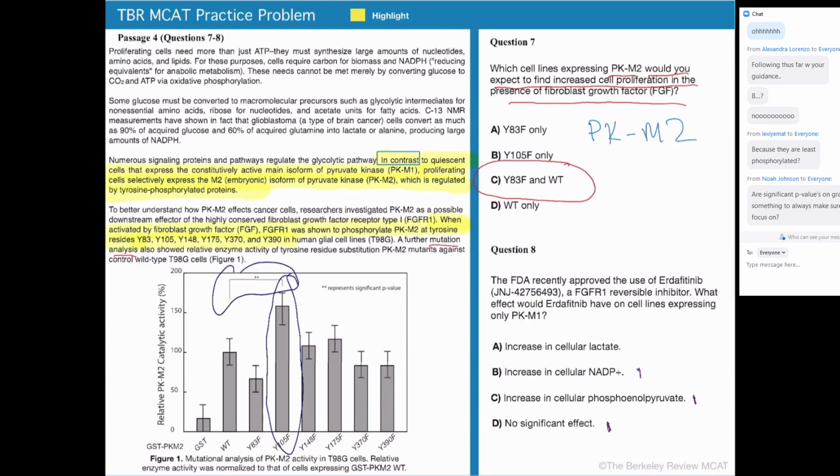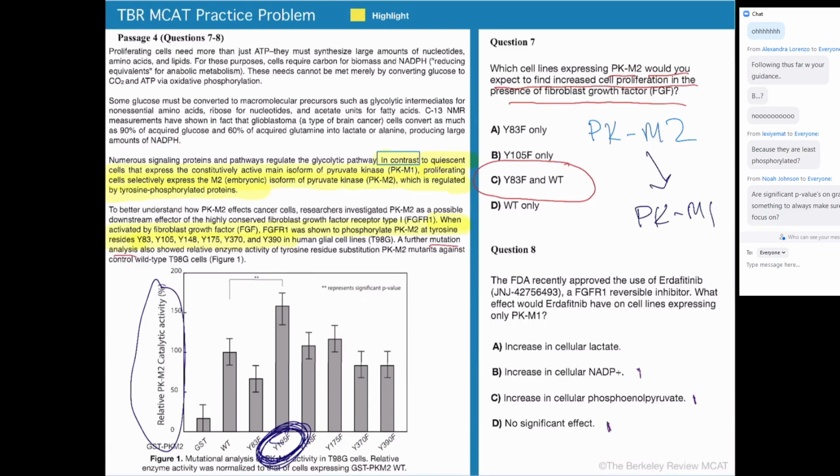You want to know what that means, right? Why is this significant? And in this case, it means that if I get rid of this amino acid that can get phosphorylated, I'm going to increase my enzyme activity, meaning this mutation right here, Y105 to F, is essentially making PKM2, it's turning it into PKM1, right? Are you guys getting it so far?